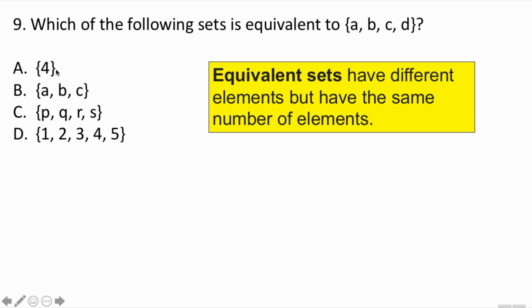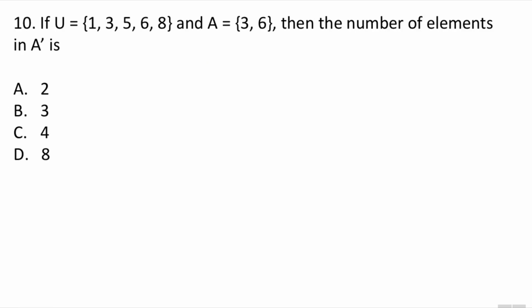Looking at A, there's just 1 element, so nope, can't work. Looking at B, that's 1, 2, 3 elements, cannot work. Let's look at C, guys. So that's 1, 2, 3, 4. Ooh, that's it, guys. Definitely C is our answer, which therefore means I can just circle C. Finally, guys, let's look at our final question now.